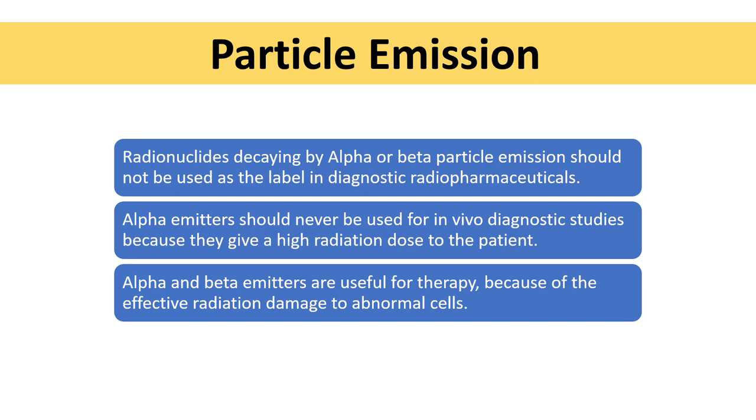Next is particle emission. Radionuclides which decay by emitting alpha or beta particles should never be used for diagnostic radiopharmaceuticals, or for in vivo diagnostic studies, because they give a high radiation dose. Alpha and beta particles are useful for therapy because of the effective radiation damage to the cells.